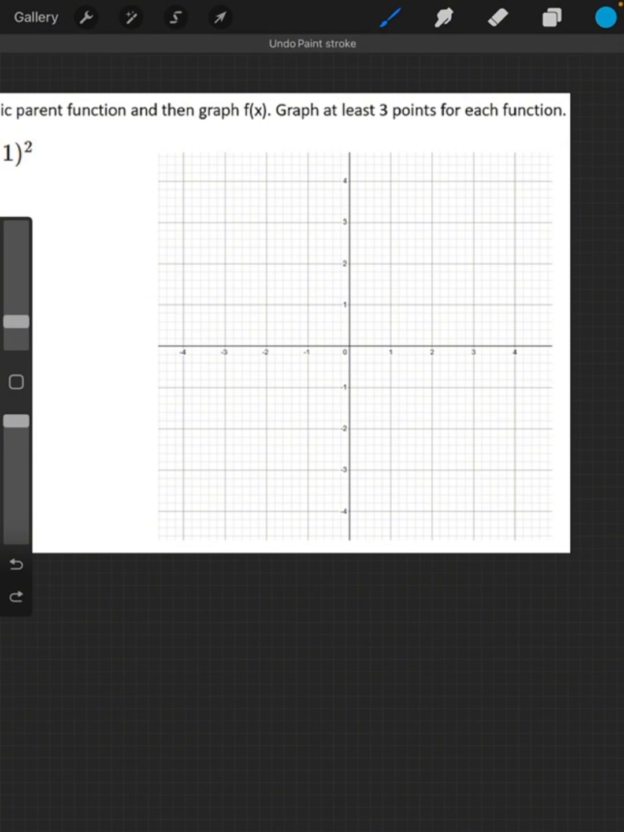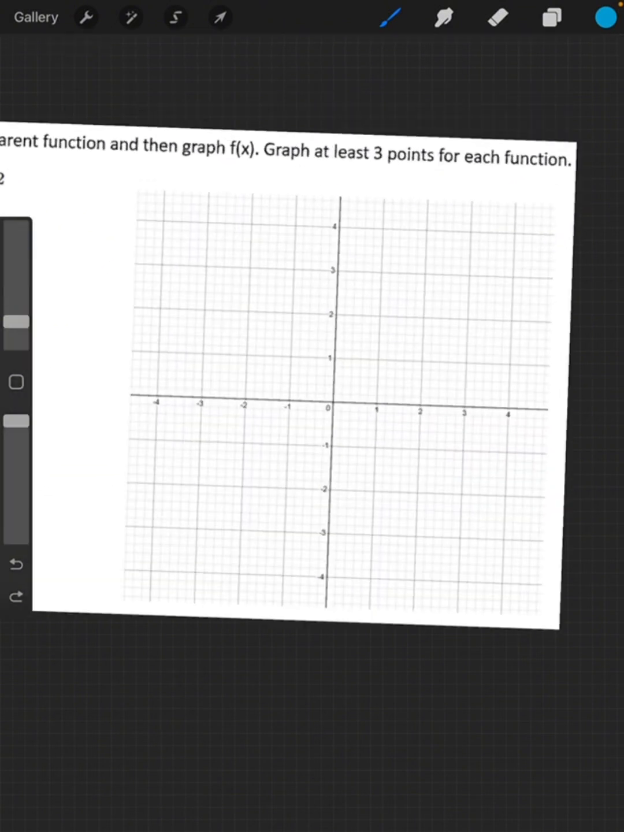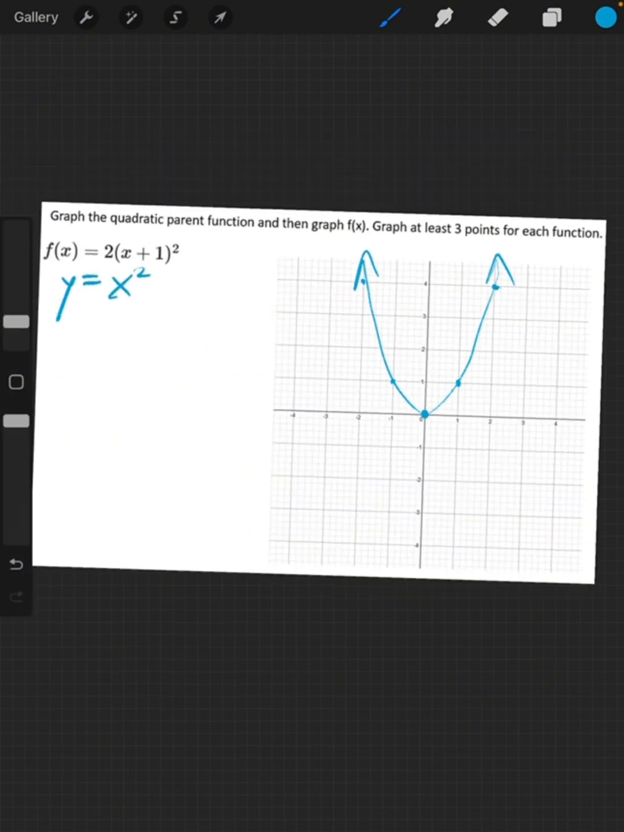No wait, no, not square root. What? It's squared, idiot. Okay. So we're starting at 0. 1 squared is 1. 2 squared is 4. There we go. That's how you do it, dummy. God. If you've ever done math before, jeez Louise.